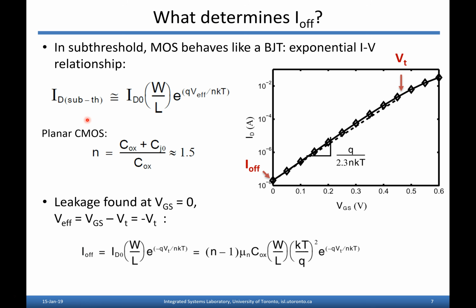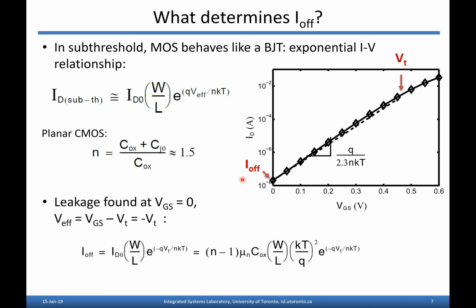So in subthreshold we have this exponential voltage current relationship, essentially because when the channel is not inverted you end up with an NPN structure, so it behaves kind of like a BJT. So not surprising you get this exponential relationship here. The exponent here depends on the gate overdrive voltage, V effective, which is going to be negative in subthreshold, and it also depends on N, our subthreshold slope. So for planar CMOS devices, this ratio N is somewhere around 1.5. It's kind of hard to make it much smaller than that.